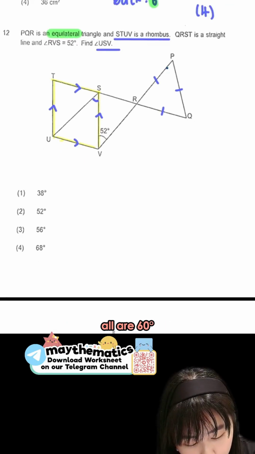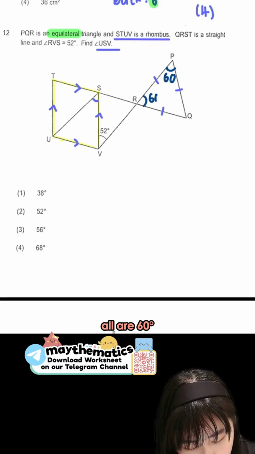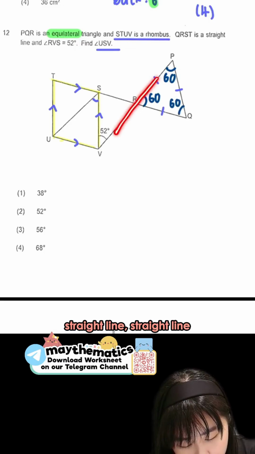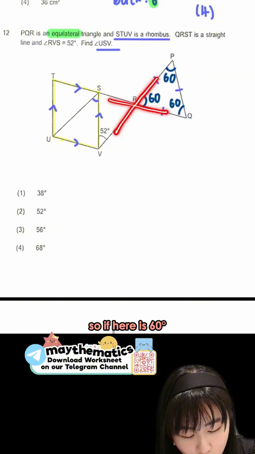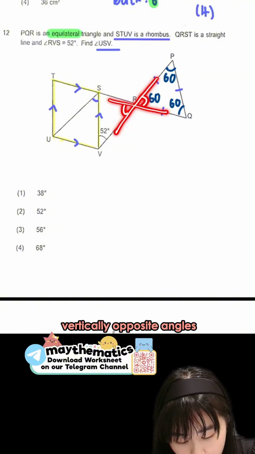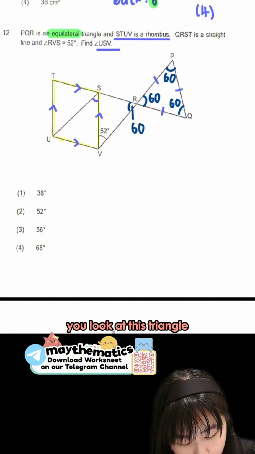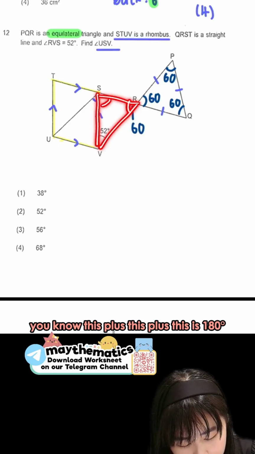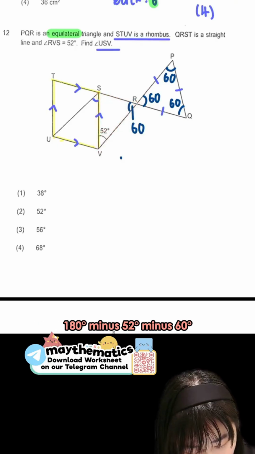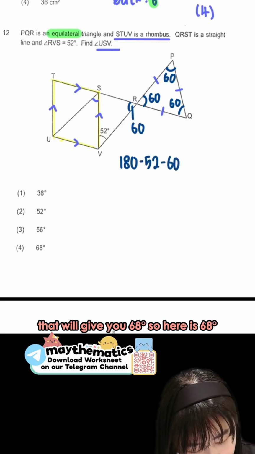Equilateral triangle, you know all are 60 degrees, 60 degrees, 60 degrees. Straight line, that forms an X, right? So if here is 60, here is also 60, vertically opposite angles. After you know this 60, you look at this triangle, this plus this plus this is 180. So you take 180 minus 52 minus 60. That will give you 68.